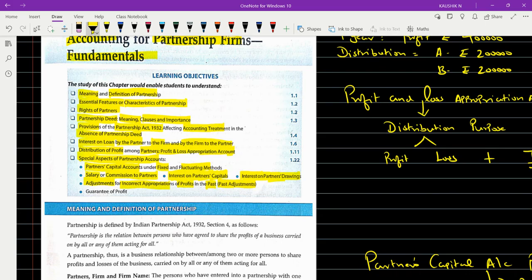Say for example, there are three partners A, B, and C. A and B are the only partners who have contributed capital. C is a person who has not contributed anything as capital. The business says very clearly partners are eligible for interest on capital. Now tell me, logically speaking, who will receive interest on capital?